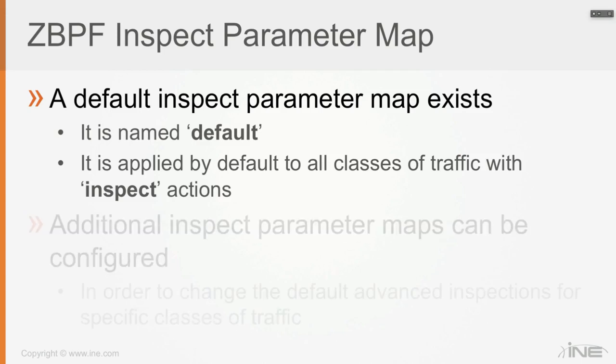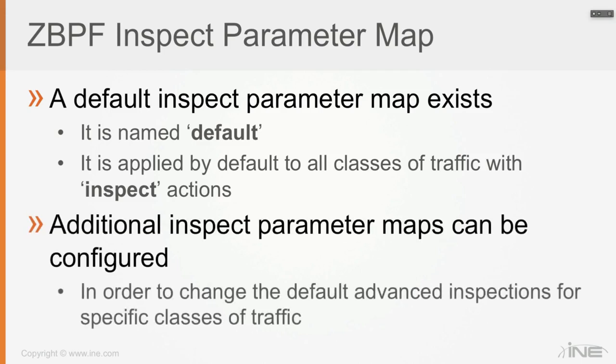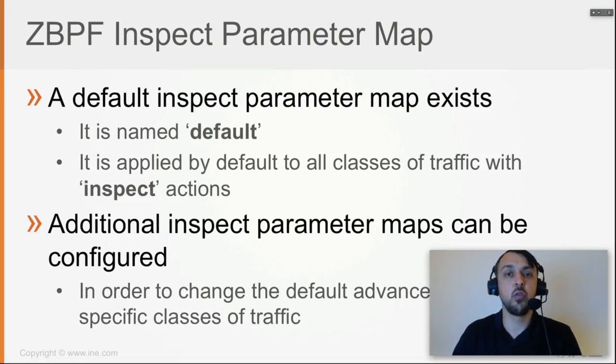Now, of course, additional inspect parameter maps can be configured. You can use that in order to change the default advanced inspection settings for specific classes of traffic. So if you're not happy with the default settings for audit trails, alerts, connection limits, connection timers, then you can build your own parameter map of type inspect, as you're going to see. Change the settings and then apply those settings to whatever class of traffic you want.